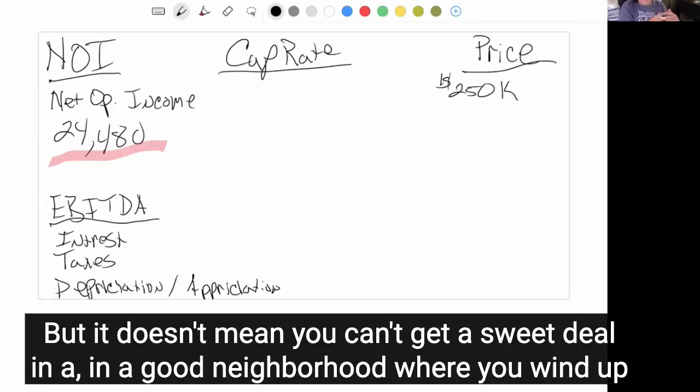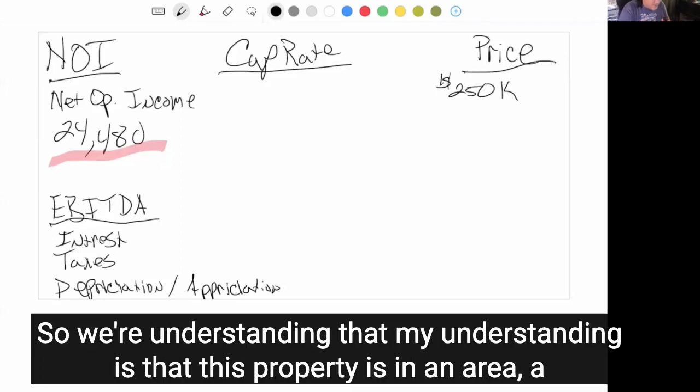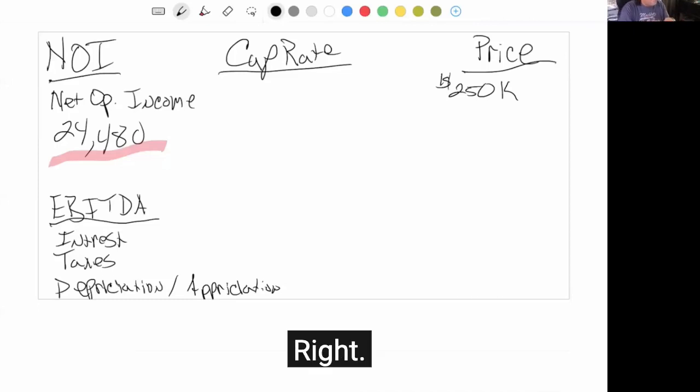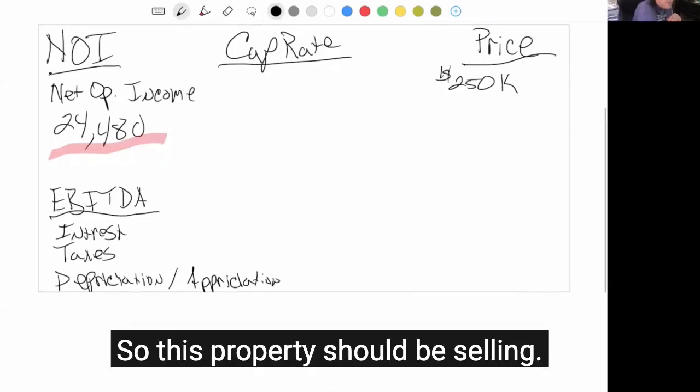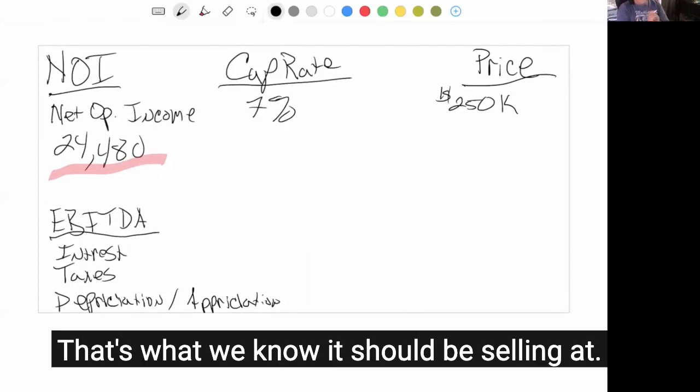But it doesn't mean you can't get a sweet deal in a good neighborhood where you wind up internally with some of those cap rates. But I'm going to keep it simple in this conversation. My understanding is that this property is in a decent area where the property should be selling maybe at a 6 or 7 cap, right? So let's just say it should be selling at a 7% cap rate. That's what we know it should be selling at.